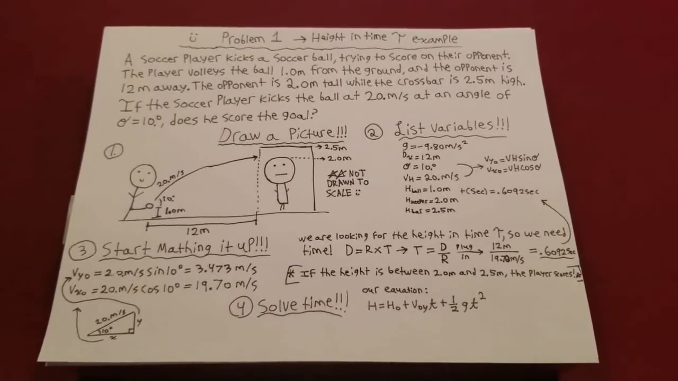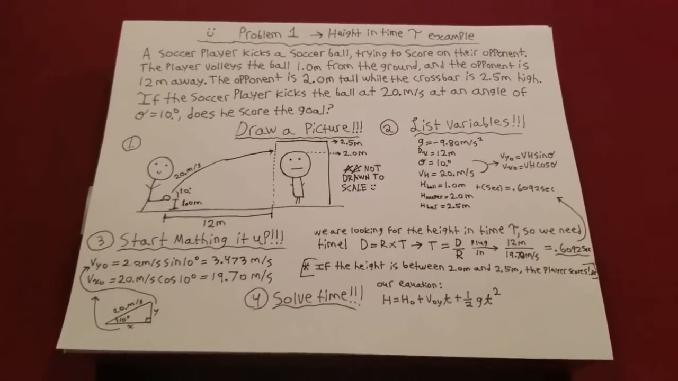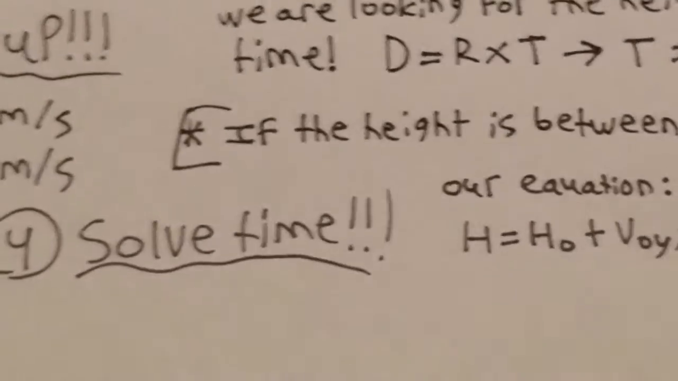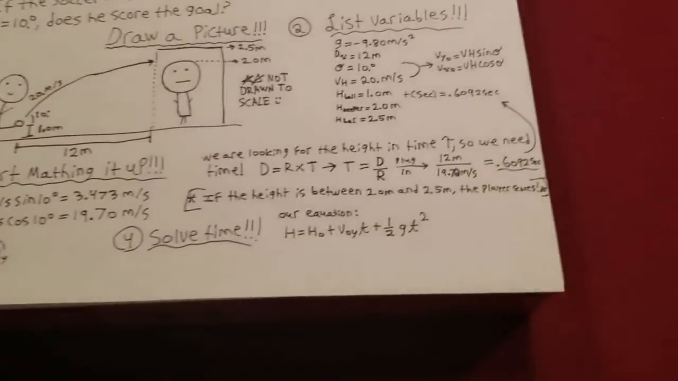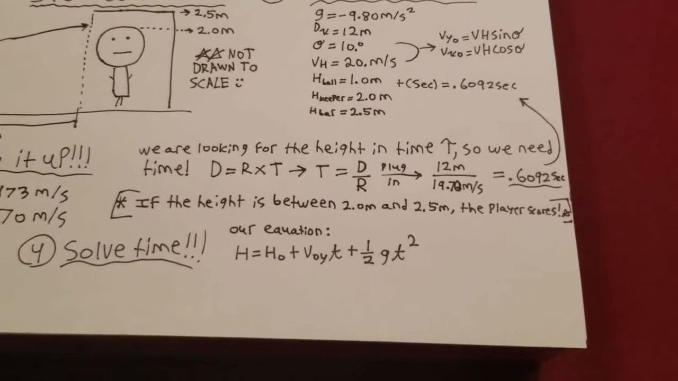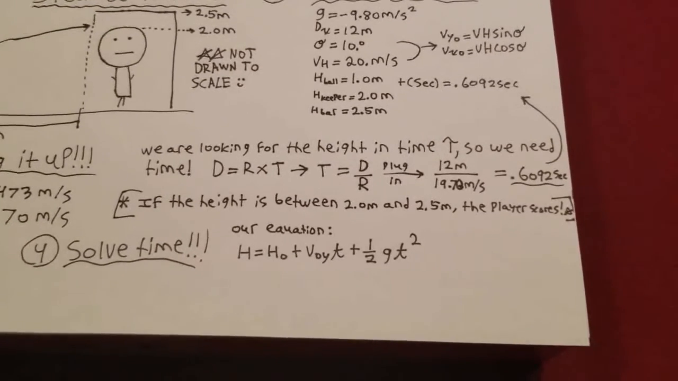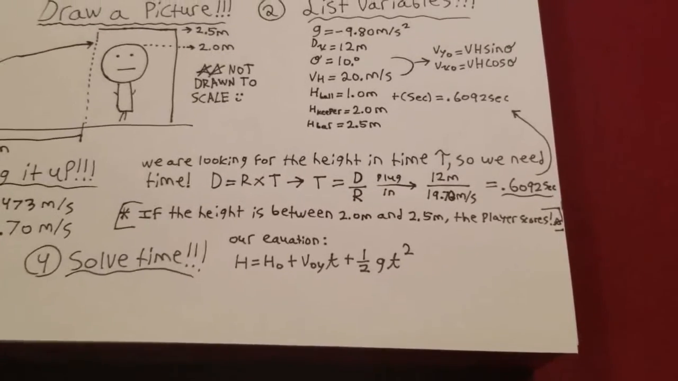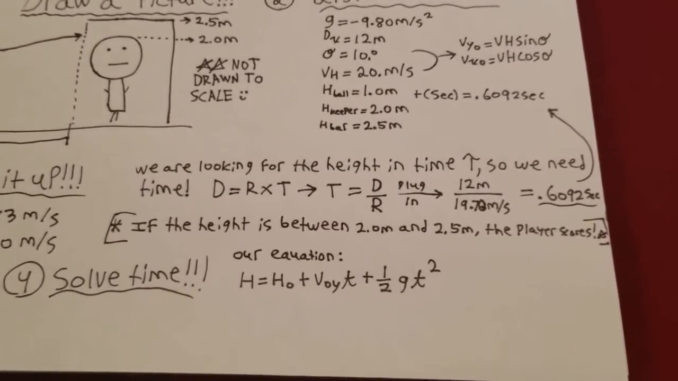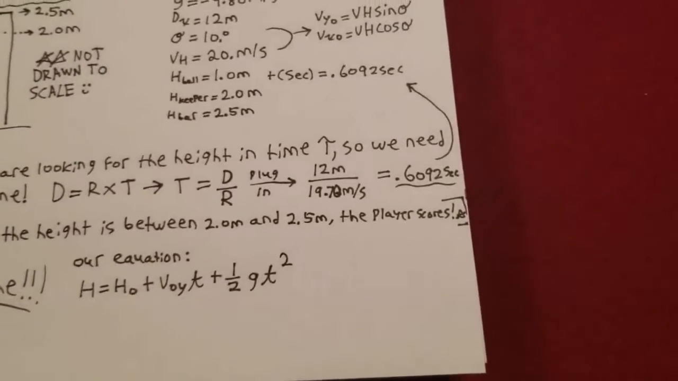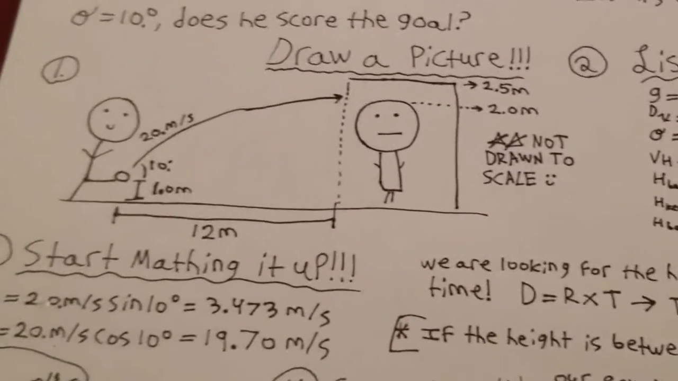Alright, we now have every variable we need to solve this problem. Yay! It's now solve time. We're going to use the equation height equals initial height plus initial velocity in the y direction times time plus 1/2 of gt squared. And keep in mind, guys, if the height is between 2.0 meters and 2.5 meters, the player scores. So, will he score the goal?